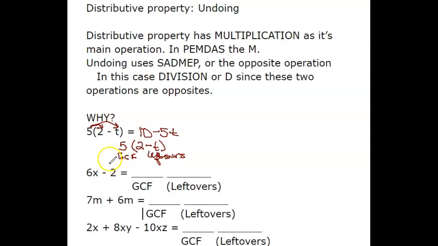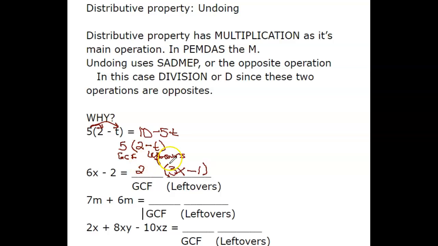So if I'm looking to undo something I have multiplied out, 6x minus 2, 6 and 2 both have a 2 as a factor. The x doesn't exist in each term, so I'm just going to leave it there. So I'm going to divide a greatest common factor 2 out, and then I put a parentheses there because remember, distributive property tells you to multiply. These parentheses tell me I'm going to multiply 2 throughout whatever these leftovers are. So 6 divided by 2 is 3. And the x is just going to hang out there because I can't get rid of it. And 2 divided by 2 is 1. So I'm going to put a negative 1 on here.